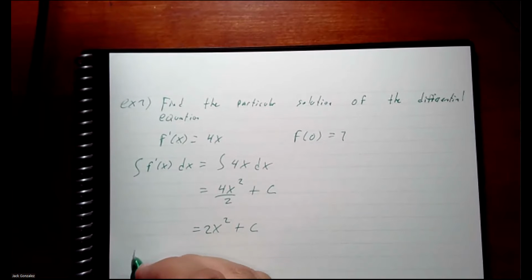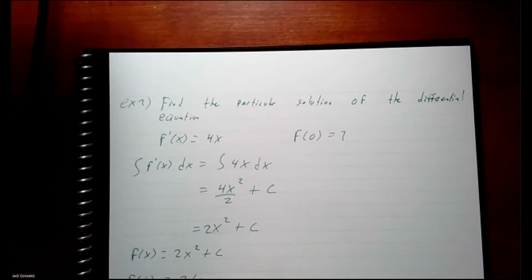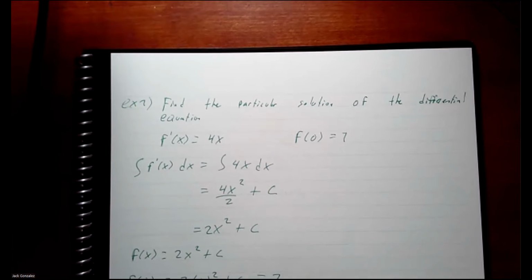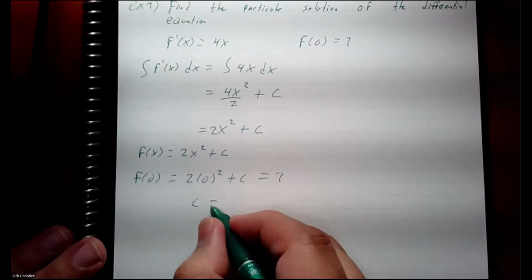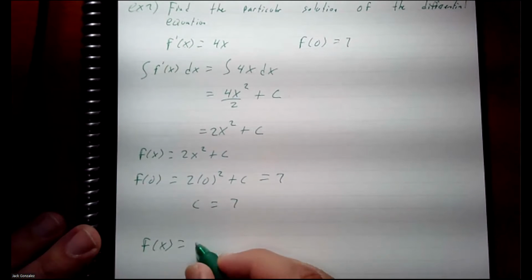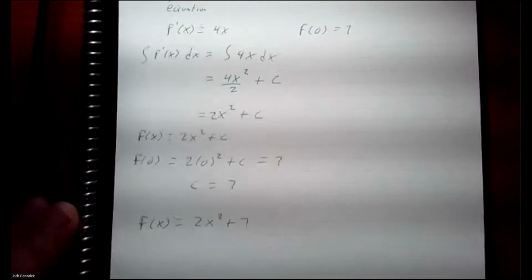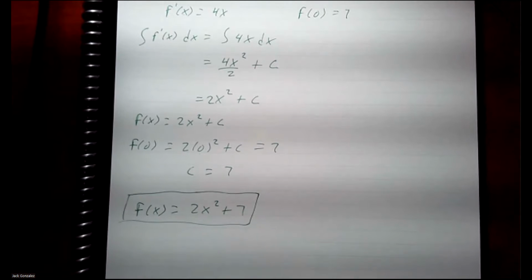So all I got to do, f of x is equal to 2x squared plus c. Remember that f of 0 is equal to 7, so plugging in 0, it's 7. So 2 times 0 plus c is 7. C is 7. So the actual particular solution is 2x squared plus 7. Any questions on particular solutions?